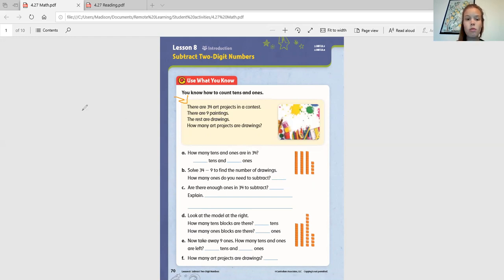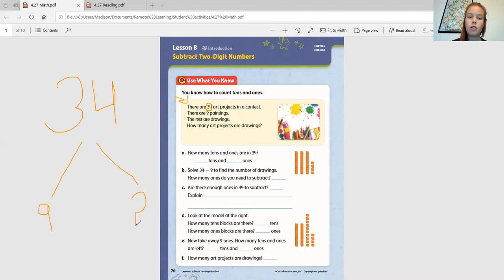But before we do that, I want us to think about our number bond like we've been doing with our part and our whole. The whole in this problem is going to be the 34 because that's the total number. And then the parts, we know one part is going to be 9 because we have 9 paintings, and we're trying to figure out the rest that are going to be drawings.